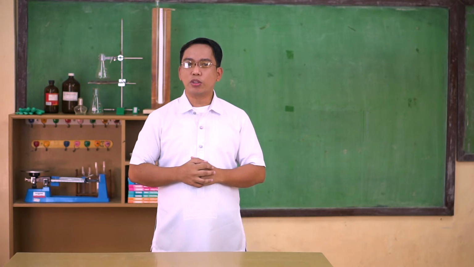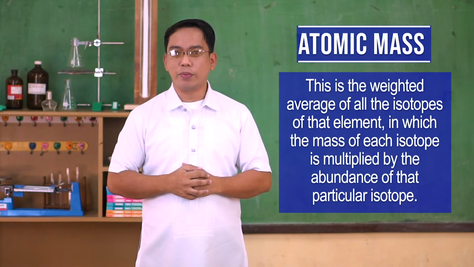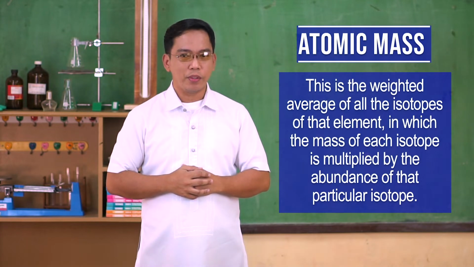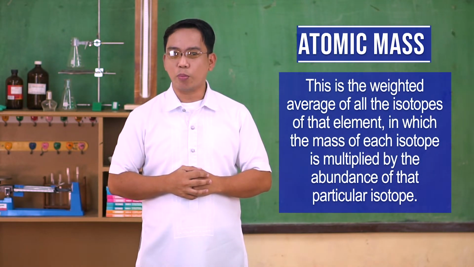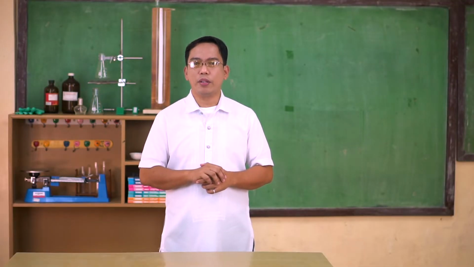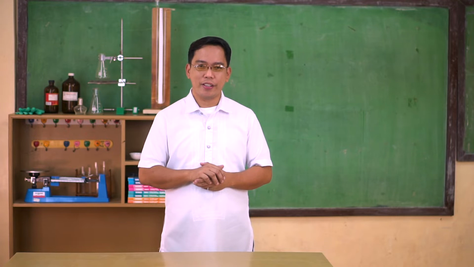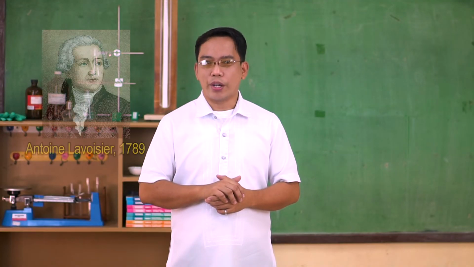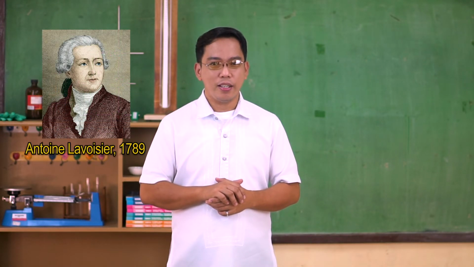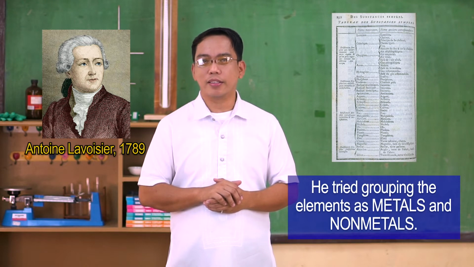Each atom also possesses an atomic mass, which is the weighted average of all the isotopes of that element, in which the mass of each isotope is multiplied by the abundance of that particular isotope. With the discovery of different elements, scientists tried to organize them in a systematic and scientific manner. In 1789, French chemist Antoine Lavoisier tried grouping the elements as metals and nonmetals.